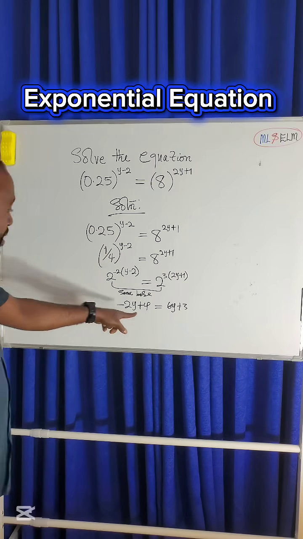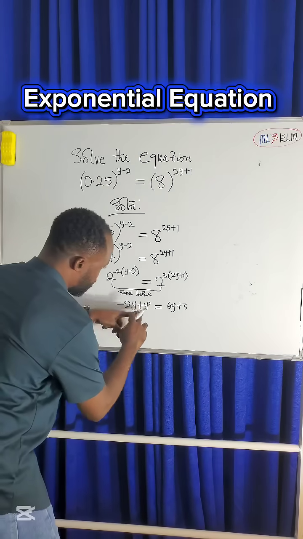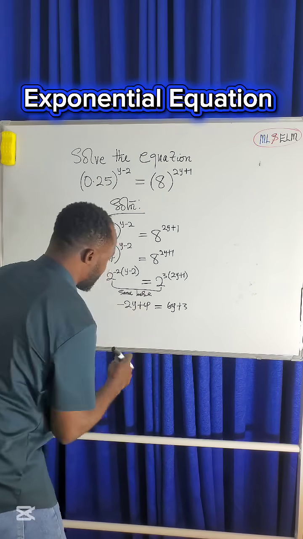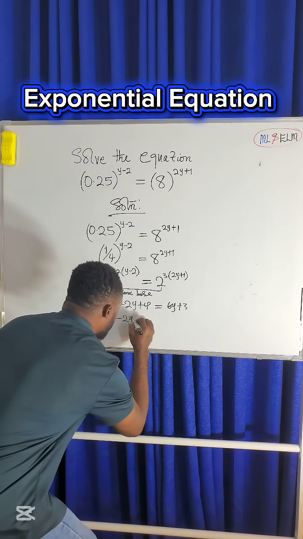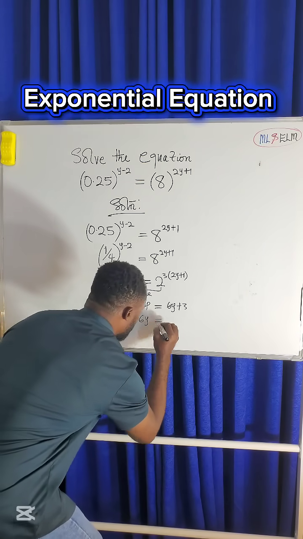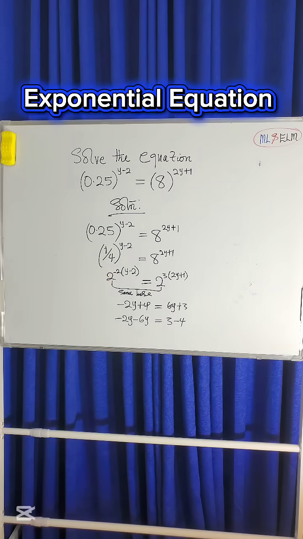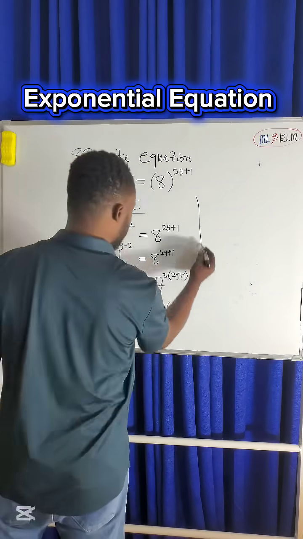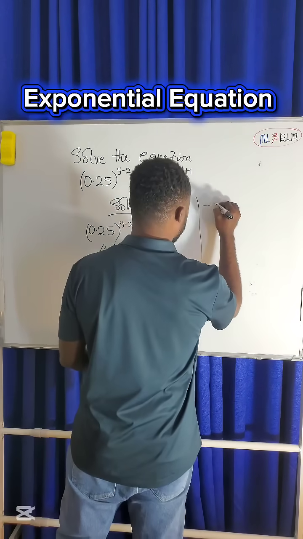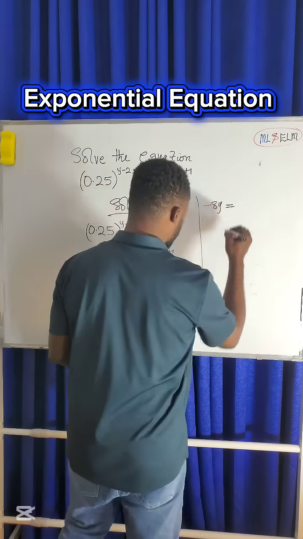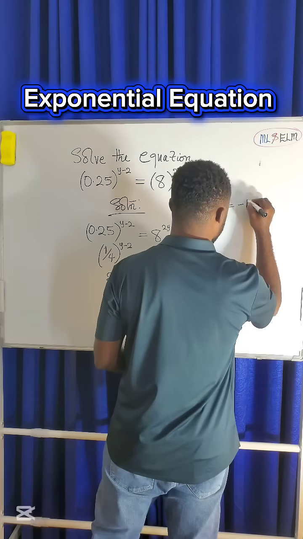Then the next step is to collect like terms. This is minus 2y, this is 6y, so I'm going to bring that 6y to the left hand side. So this is minus 2y minus 6y equals 3 minus 4. Is that right? In the next step, minus 2y minus 6y is minus 8y, to be equal to 3 minus 4, which is minus 1. So this is equal to minus 1.